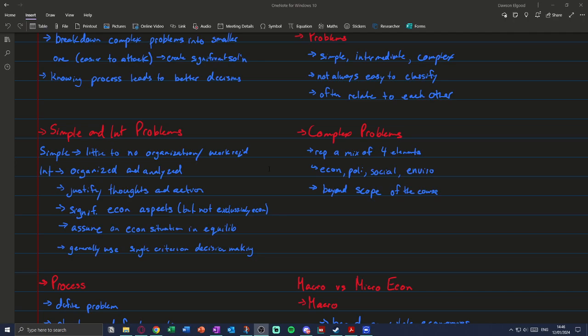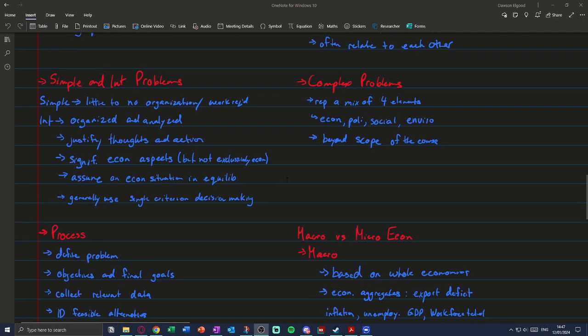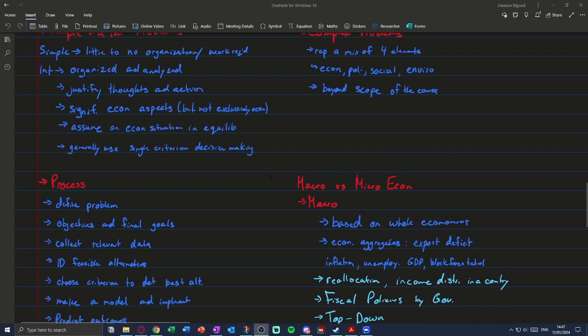Complex problems. These are very tough. They represent a mix of 4 elements: economical, political, social, and environmental problems. There's not really any hope that we're going to be covering these in these classes because, to be quite honest, with questions like climate change, there's not really a clear answer, or maybe there is and people just aren't listening. It's much more difficult, but not something we're going into.